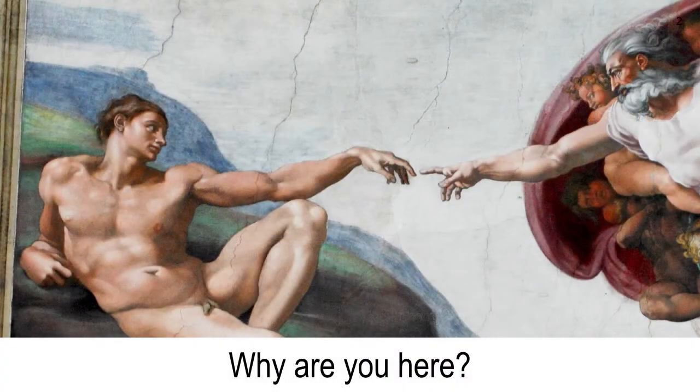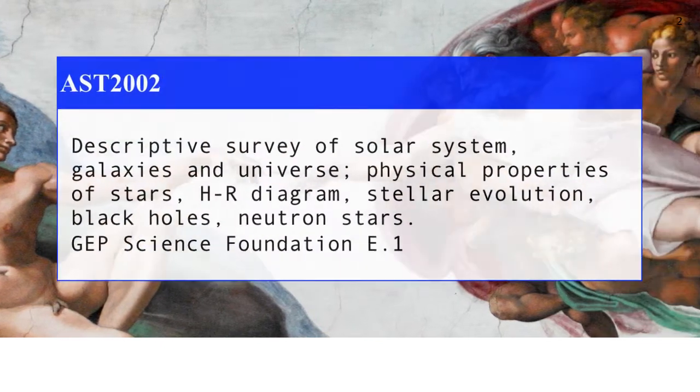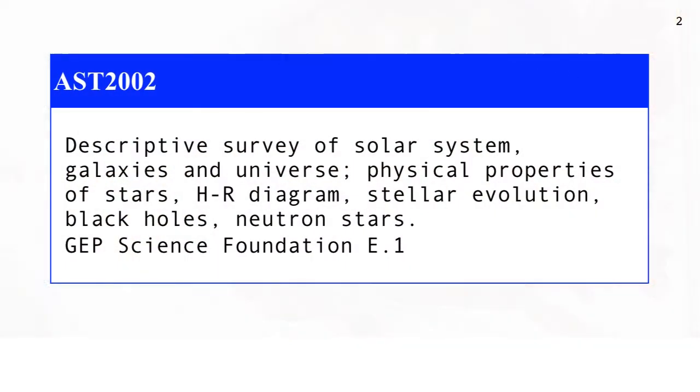A lot of you may be thinking, well, why am I here? And of course, the answer to that is you're here because of the GEP program, the General Ed program. This course fulfills Science Foundation E1. It's a descriptive survey of the solar system, galaxies, and the universe, physical properties of stars, the HR diagram, stellar evolution, black holes, and neutron stars. That's the formal course definition from the course catalog, and we'll be covering most of those topics this semester.